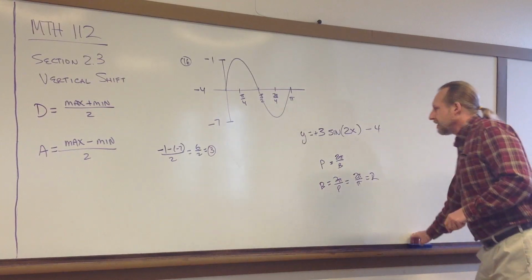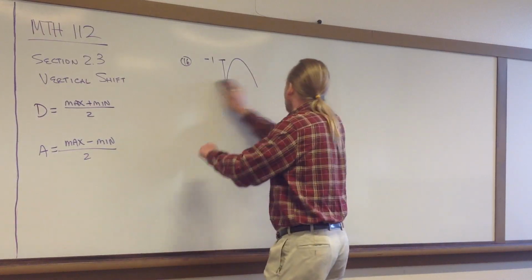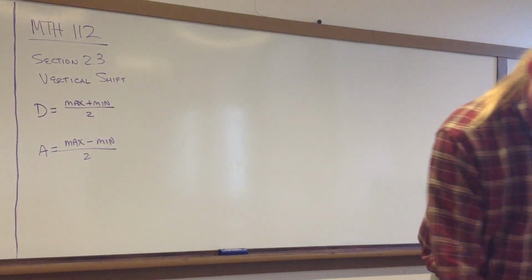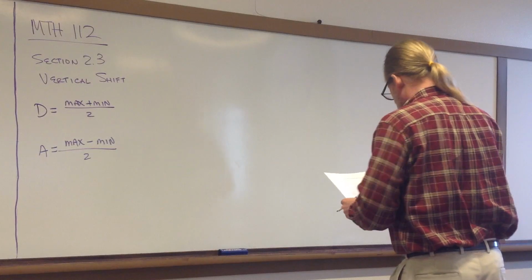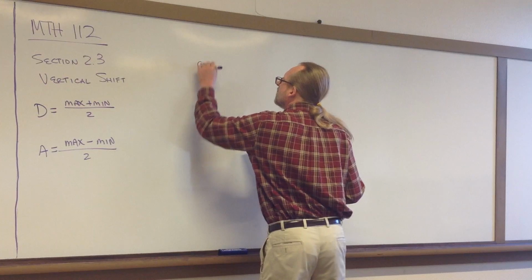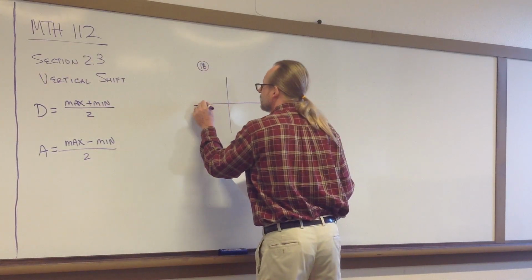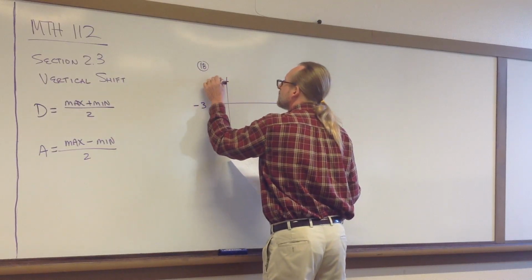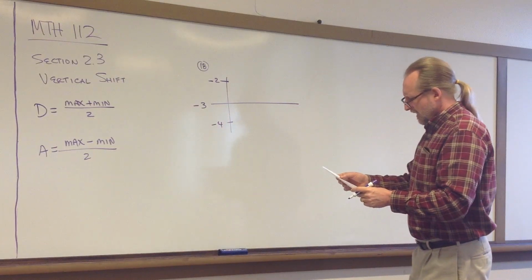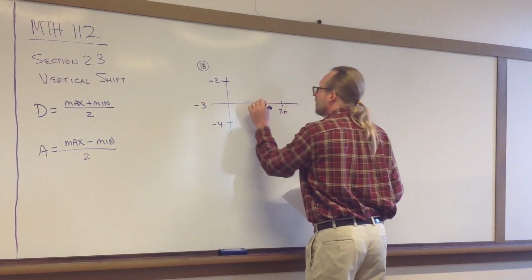All right, that's problem 16. Problem 18. Okay. So this is one where I've drawn the midline value along here. This is -3. The maximum is -2. The minimum should be -4. Yep. And our period is 2 pi. That says B is going to be 1.